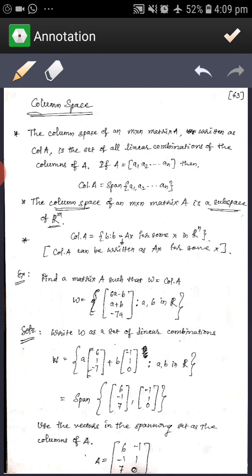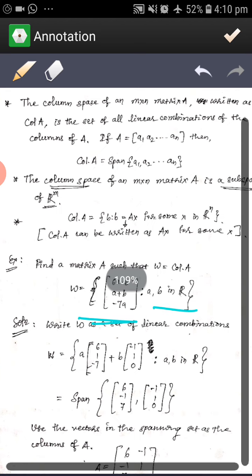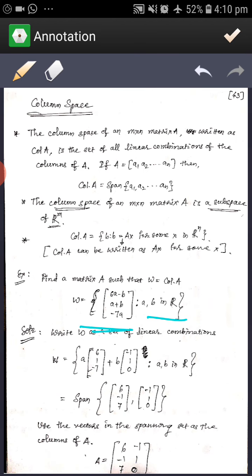Now here, if you see the problem, if there is a matrix, find the matrix A. We need to find the matrix A such that W is equal to column space of A, meaning W is the column space of A. W is here 6a minus b, where a and b are real numbers. So the variables are a and b.